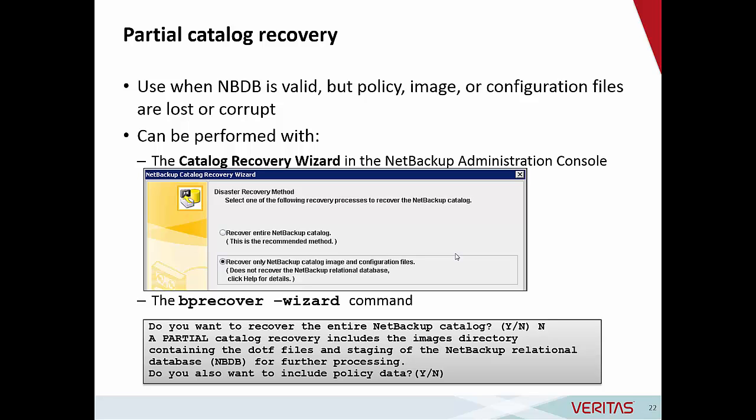Here's an example of partial catalog recovery. So again, maybe my scenario here is the NBDB is valid, but some or all of the configuration files are not. So I can do this from the catalog recovery wizard. I get an option on one of the screens here to just recover the configuration files. Or if I'm doing bprecovery -wizard, I get the same choice, where it tells me, hey, we'll recover the configuration files, and it'll give me a choice as to whether I want to do everything or if I just want to do the image or the policy information. I can be a little more granular here than from the console.